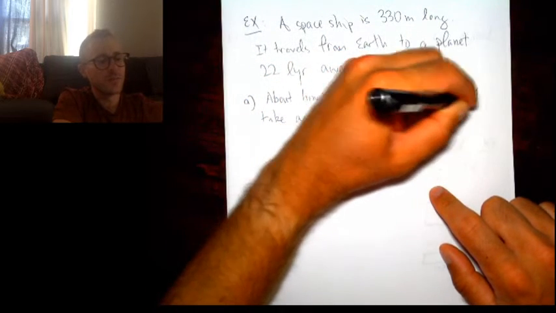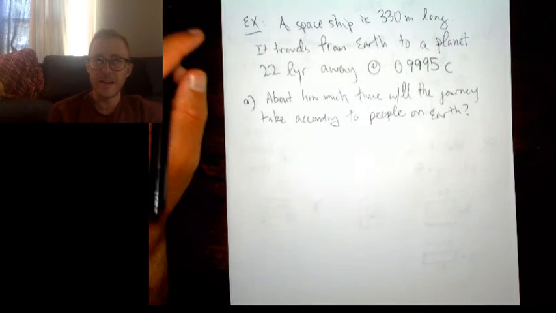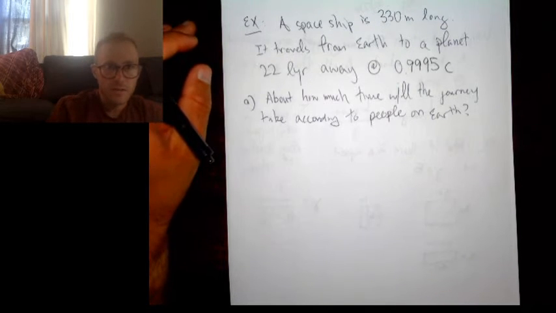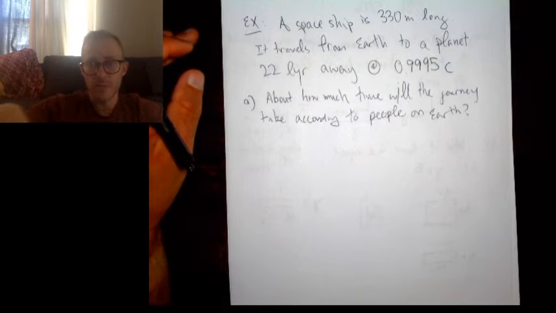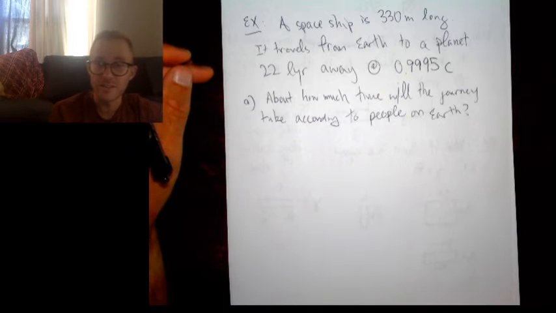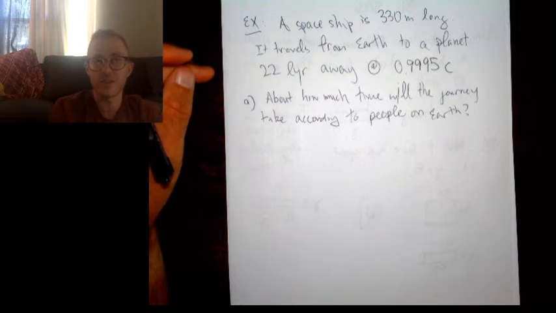So according to the people on Earth, they're seeing a spaceship going at basically the speed of light, really, really close to the speed of light, to a planet that is 22 light years away. So how long would light take to travel 22 light years? It would take 22 years. That's the definition of a light year. A light year is the distance light travels in a year.